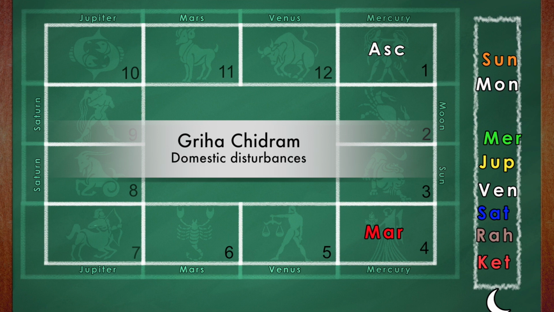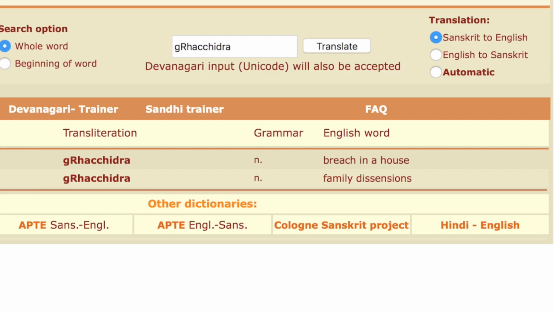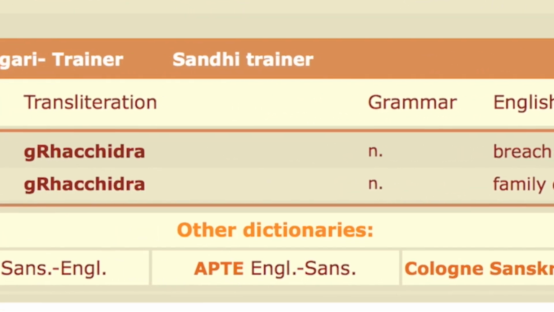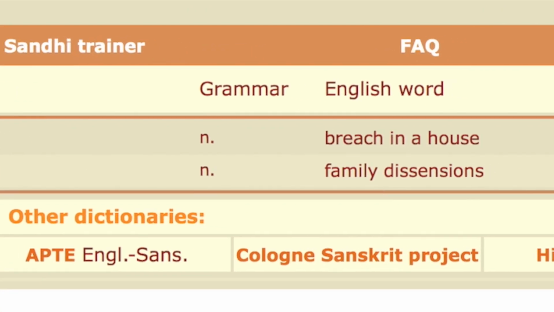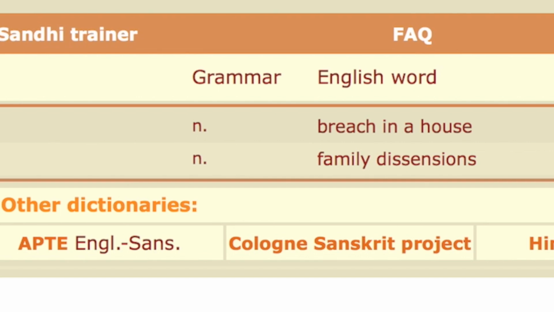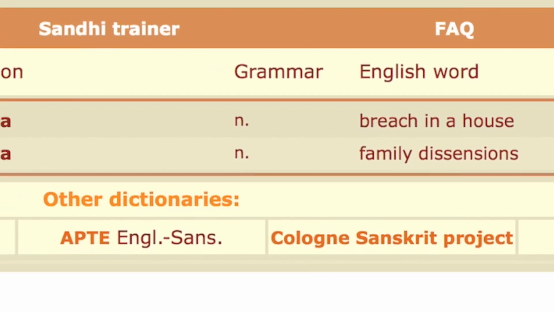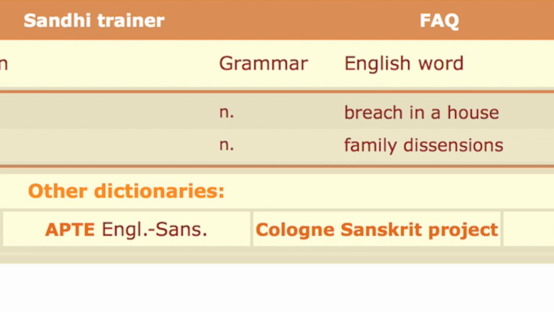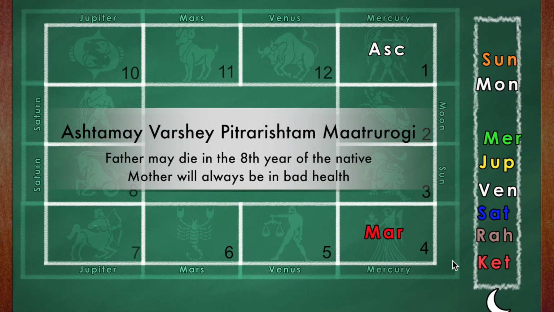If Mars is in the fourth house, there will be adversities in the family of the native, causing domestic disturbances. When I looked up the word Grahachidra on spokensanskrit.de, which is a usual website I refer to whenever I have doubts regarding the meaning of a Sanskrit word, I found the following meaning: breach in a house or family dissensions, problem with the family. Ashtame Varshe Pitra Rishtam Matrurogi.